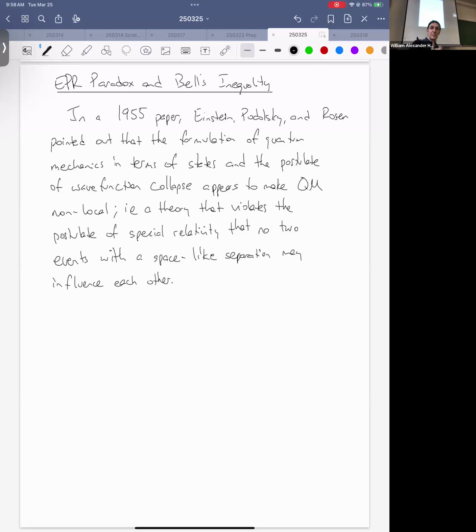So let me first point out a thought experiment that's in the spirit of what they talked about in the paper to show you why they thought special relativity was violated.